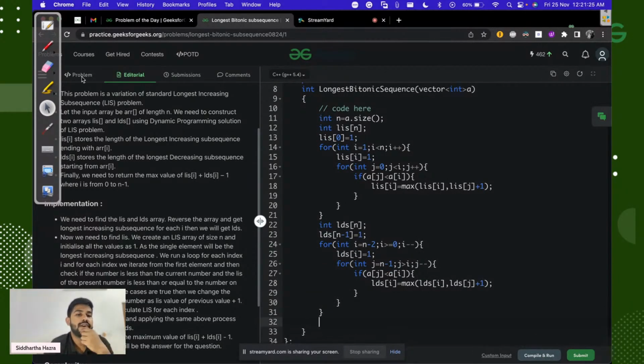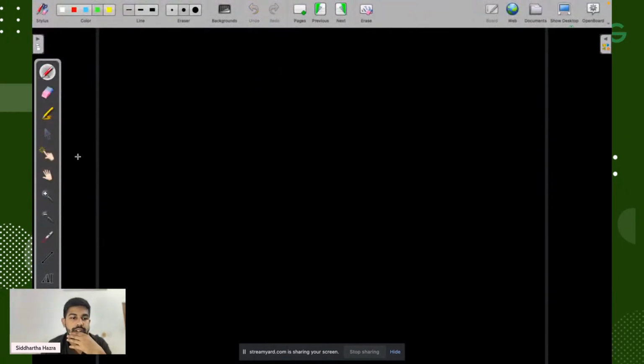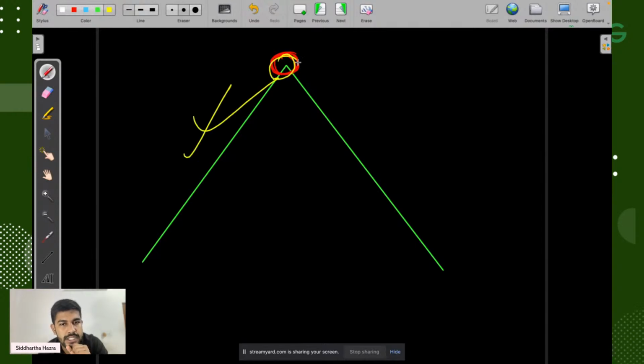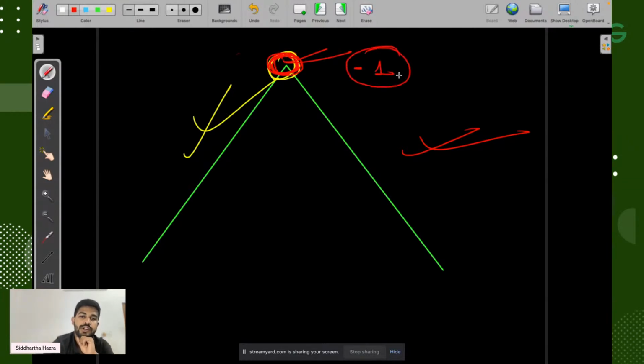Okay, so now we have found these 2 points. But now suppose we start considering this point. If we consider this point, then the longest increasing would also give me this point, and the longest decreasing would also give me this point. The same point would be repeated by both of them, so we need to subtract 1 from it.